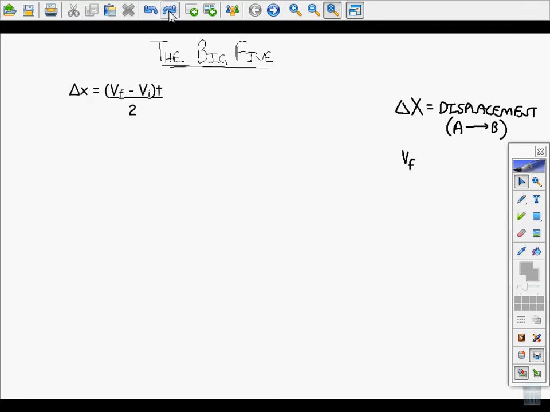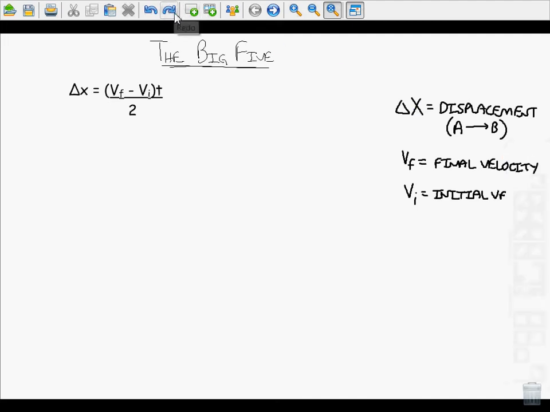Then we have final velocity, Vf. We also have initial velocity, which is called Vi. Final velocity is what it sounds like. It's the ending velocity of an object. Initial velocity is also what it sounds like. It's the starting velocity of an object. Then we have time, which is represented with a t.